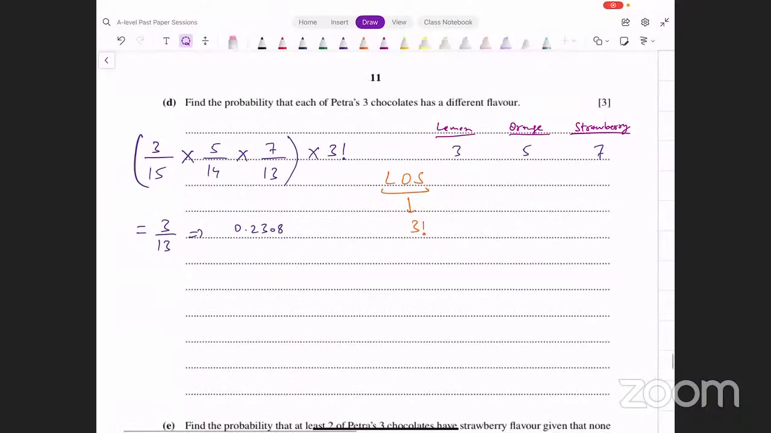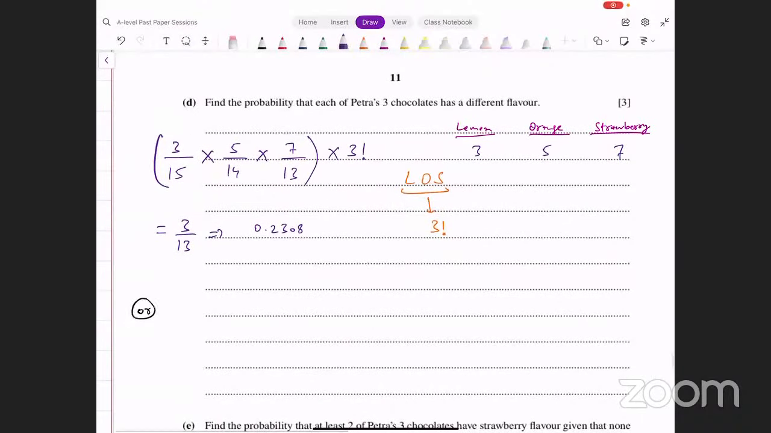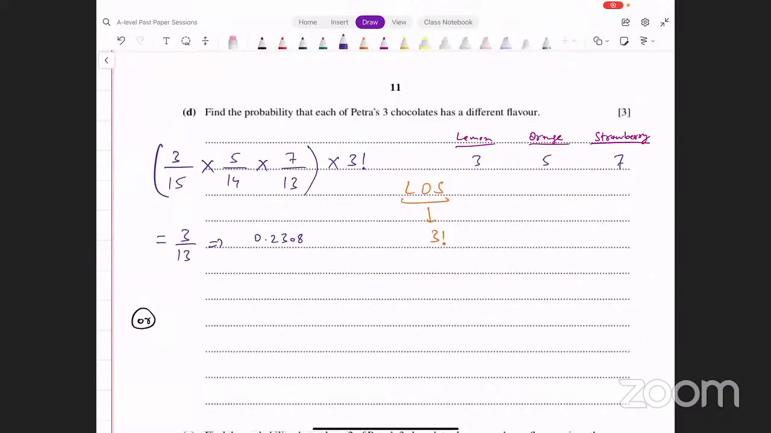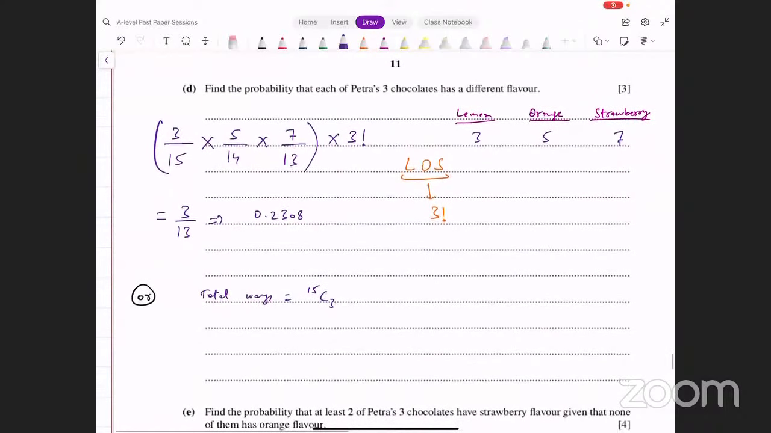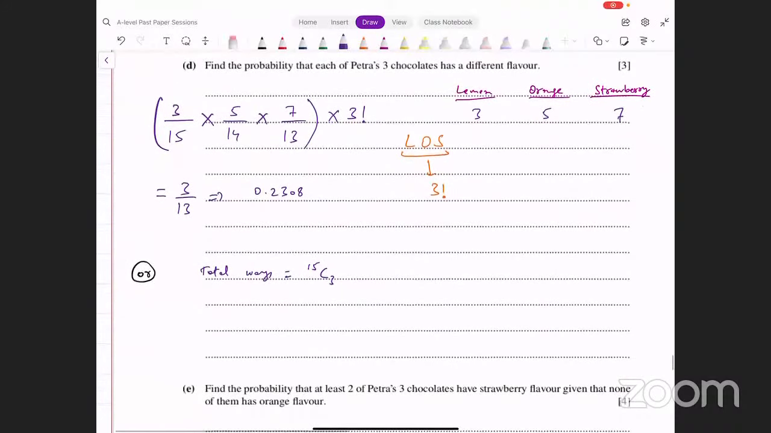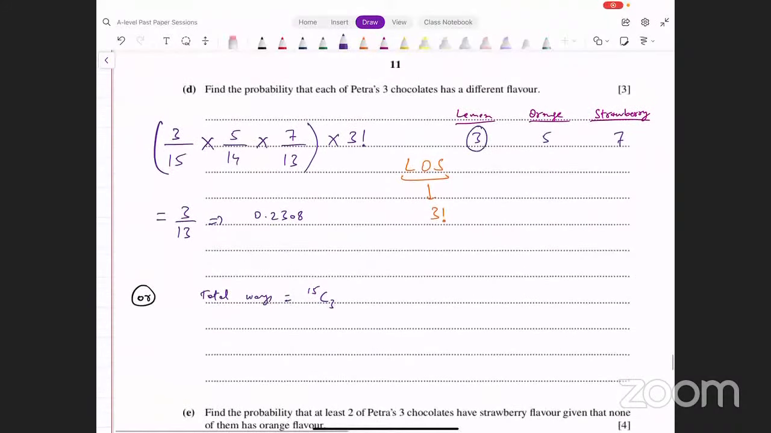Okay, so another possibility could be, see the total number of ways you can choose 3 chocolates. You've got 15 chocolates in total. Out of 15, how many do you have to choose? 3. So total number of ways, without any restrictions, is 15C3. Now what condition does it add? The condition is that the 3 chocolates have different colors. So basically, one chocolate has to be chosen from the lemon ones, one from the orange ones, and one from the strawberry ones, right?